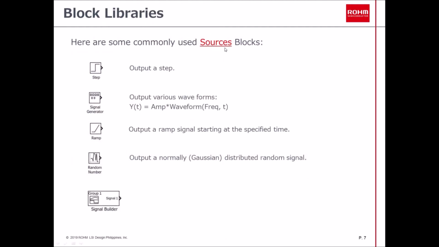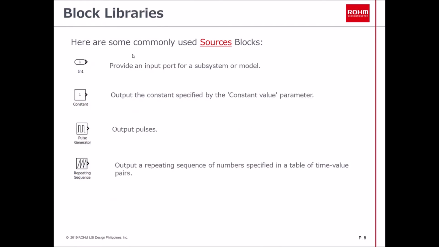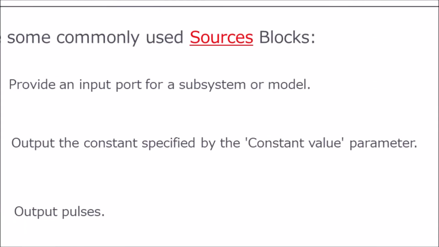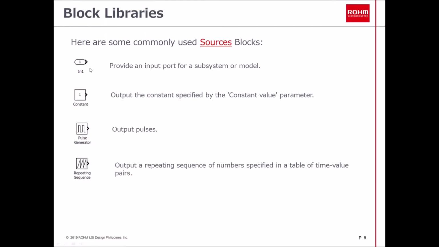Here are some commonly used sources blocks: step, signal generator, ramp, random number, and signal builder. In addition, we also have the following commonly used sources blocks: input port, constant, pulse generator, and repeating sequence.